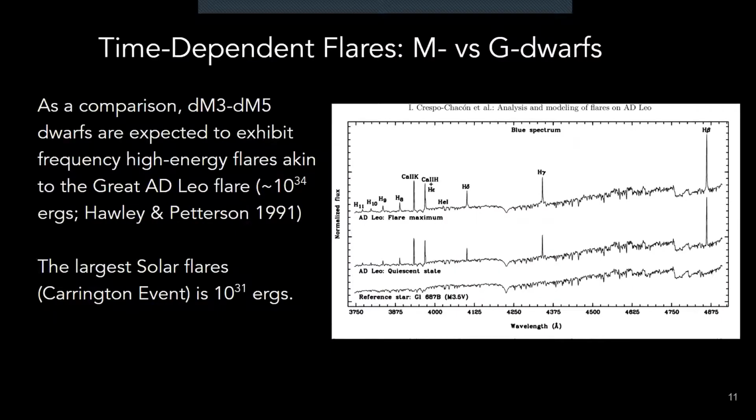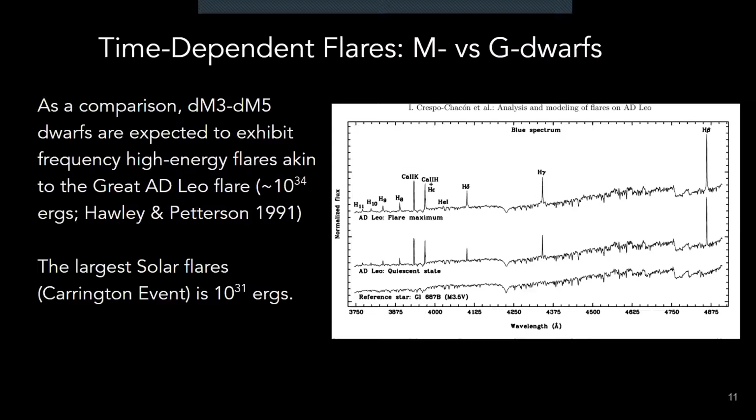That work explored climates using steady state spectra. In our most recent work, we've leveraged time-dependent flares from a range of surveys in order to assess and simulate their effects in a 3D chemistry climate model. Importantly, M dwarfs are expected to exhibit frequent and high magnitude flares similar to the Great AD Leo flare observed by Hawley and Pettersen in 1991.